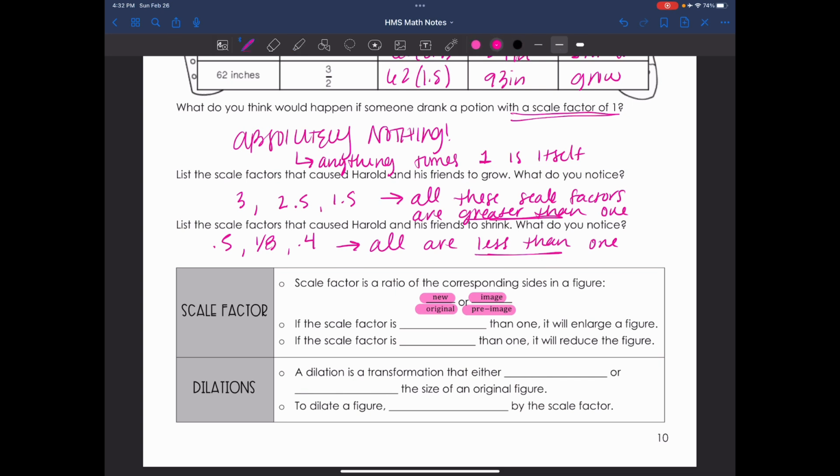If the scale factor is greater than 1, it will grow or enlarge. If the scale factor is less than 1, it will reduce or shrink the figure.